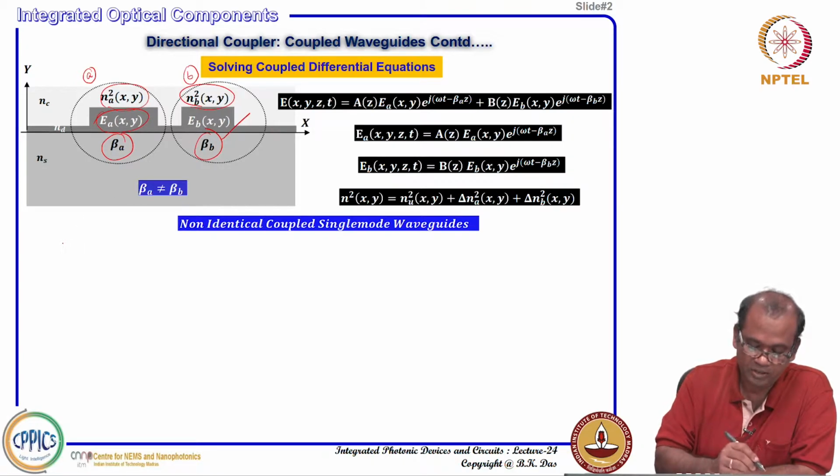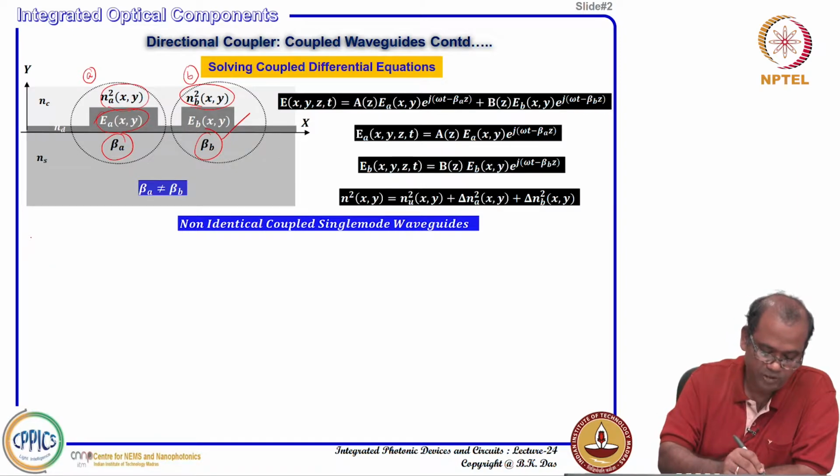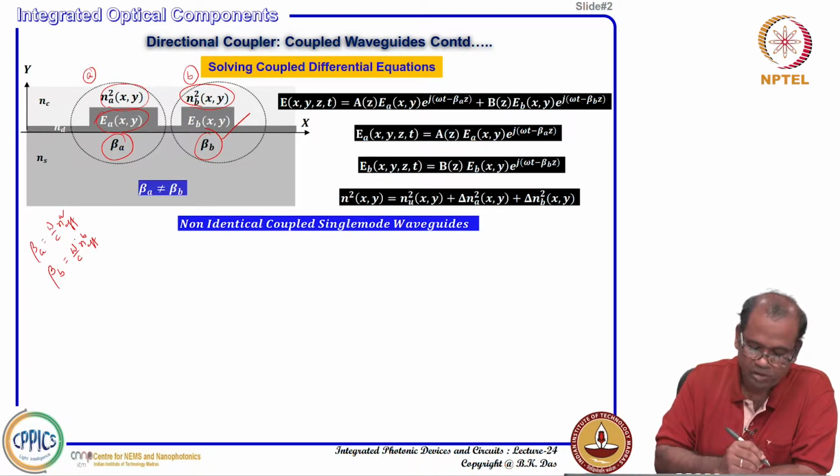We should keep in mind that beta A and beta B are calculated for the same frequency, that is, beta A equals omega by c times n effective A, and beta B equals omega by c times n effective B. If the two waveguides are non-identical, then obviously beta A is not equal to beta B, and E_A(x,y) will not be equivalent to E_B(x,y); their distributions may be different.